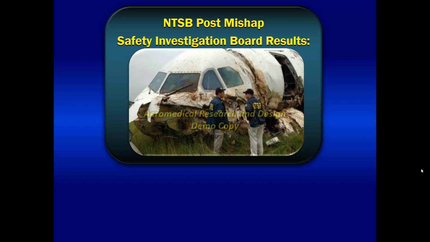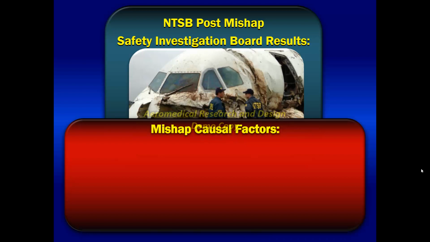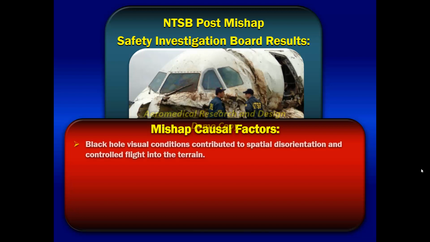Several days after the crash, the National Transportation Safety Board began an investigation to determine the mishap causal factors and to also identify what actions could be implemented to prevent future accidents of this type. After carefully reviewing the mishap evidence, the board concluded the landing approach, flown at night over dark unlit ground, created black hole visual conditions that contributed to the flight crew's spatial disorientation and controlled flight into the terrain.